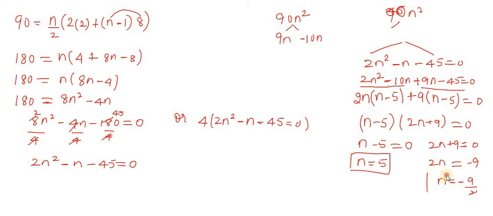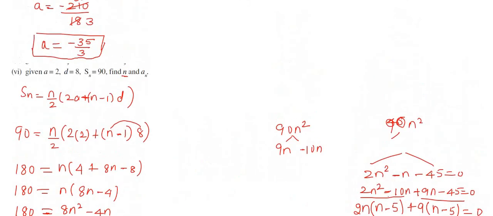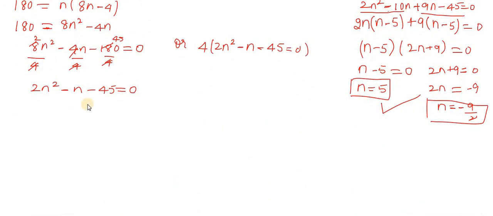So we got 2 values of n. Which n value do we need to take? We are not able to take the negative one. Why? Because this is the number of terms. The number of terms cannot be negative, it is always positive, and it is not a fraction. It is always a whole number. Therefore we take n equals 5.